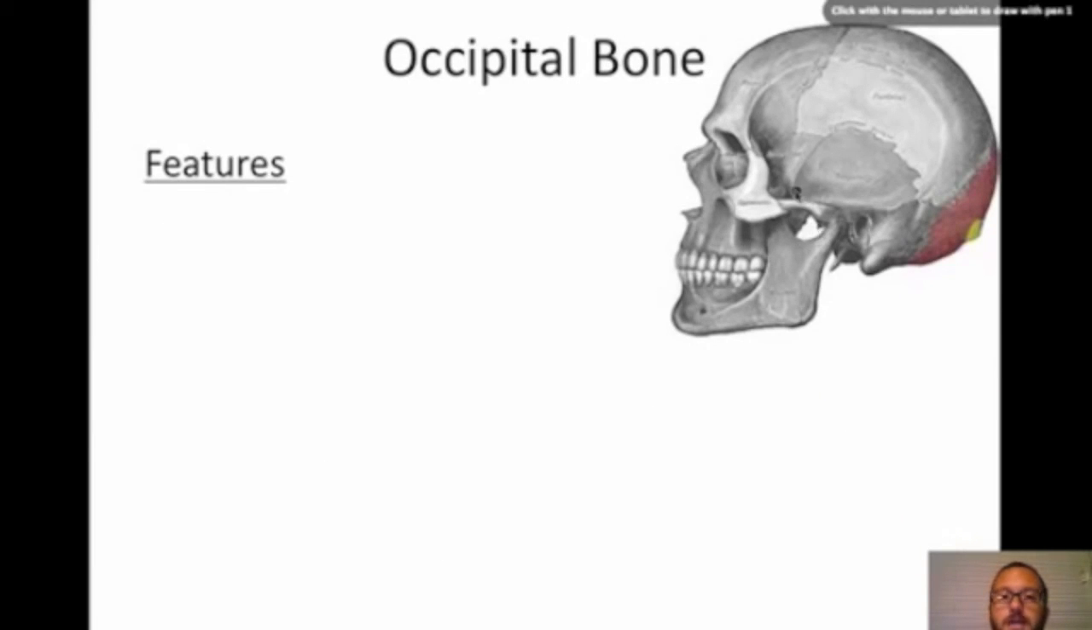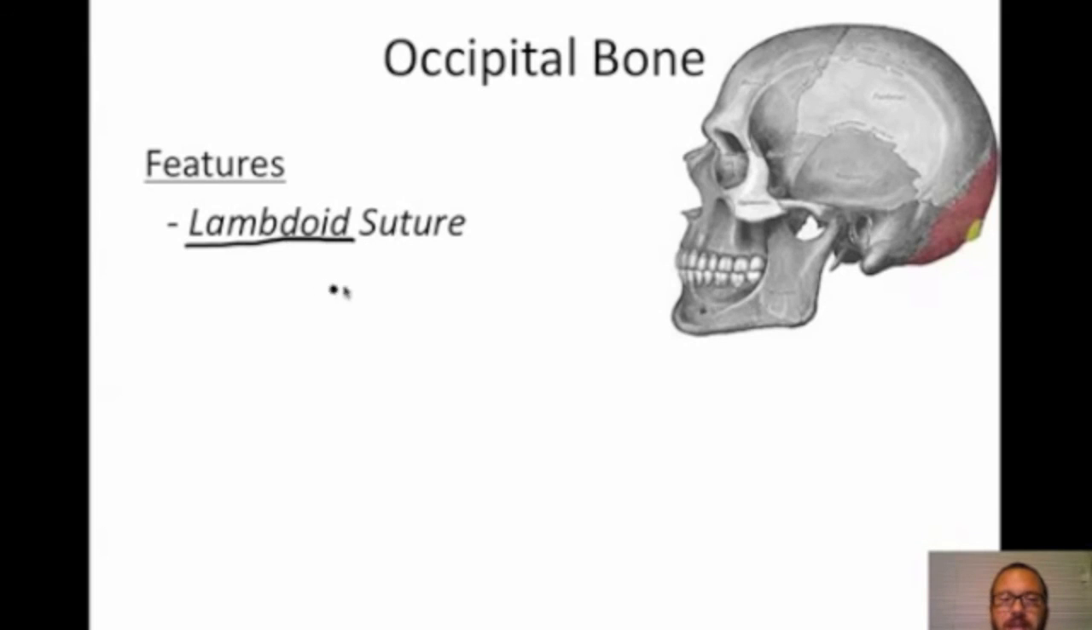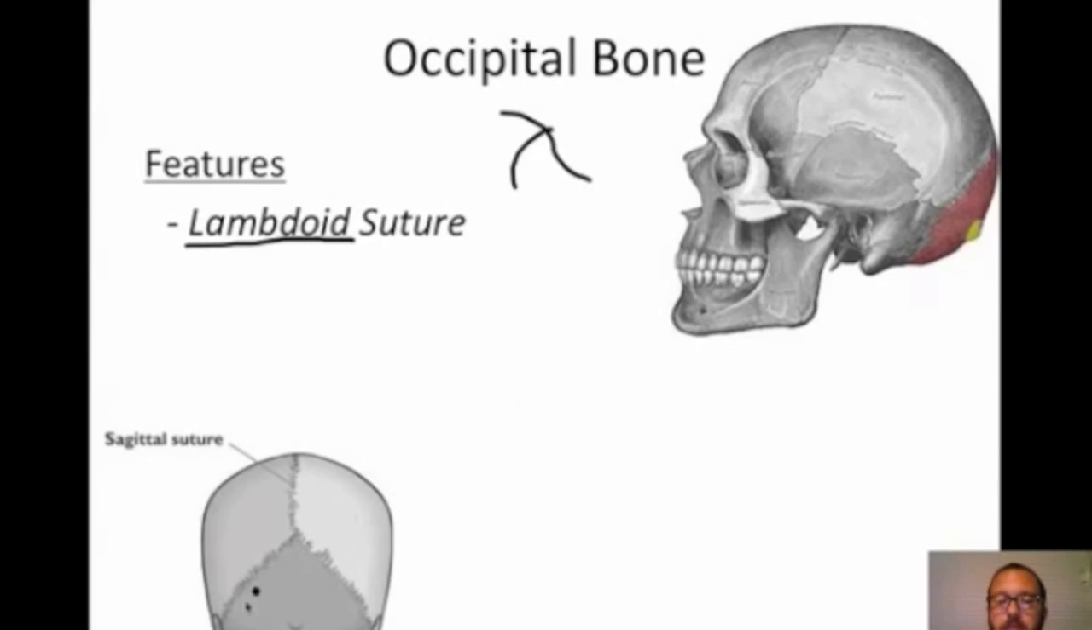Moving on now to the occipital bone. Only one of them. You see it's on the back of your head. The features that we're going to take a look at here. First is the suture again. It's the lambdoid suture. Now you might be wondering, lambdoid, does it have something to do with sheep? It has more to do with this letter called lambda. If we look at what the lambdoid suture looks like, you might notice it kind of has that same shape.